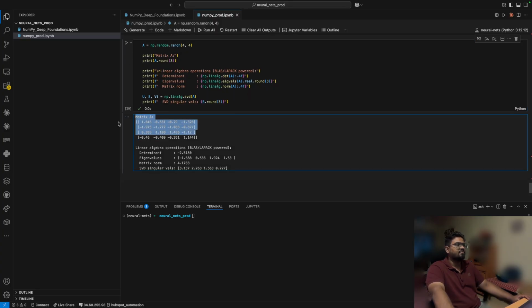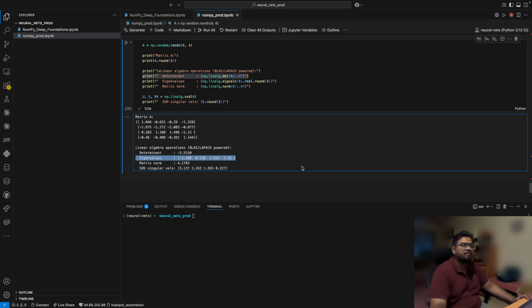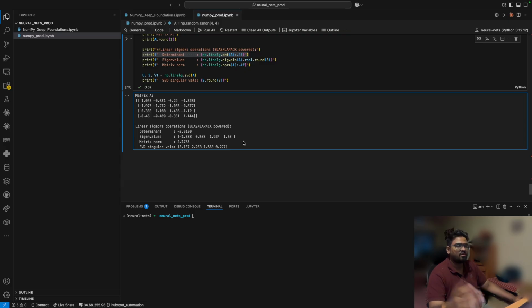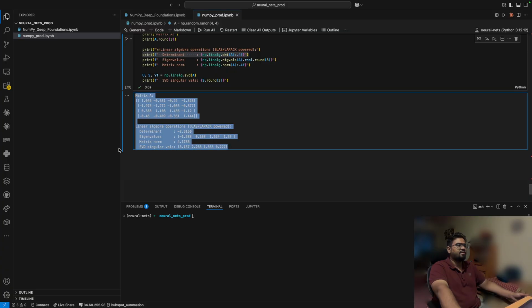So this is the 4x4 original matrix, rounded to 3 decimal places. Then we have the determinant. We have eigenvalues. So look at this. You have 4 eigenvalues. That means it's a power 4 equation that you need to solve. If you go and try to solve this manually, it's a very big deal, to be honest. It takes a lot of time, maybe half an hour, 15 minutes, depending upon how good your mathematics is. Then this is the matrix norm, and then this is the singular value decomposition.